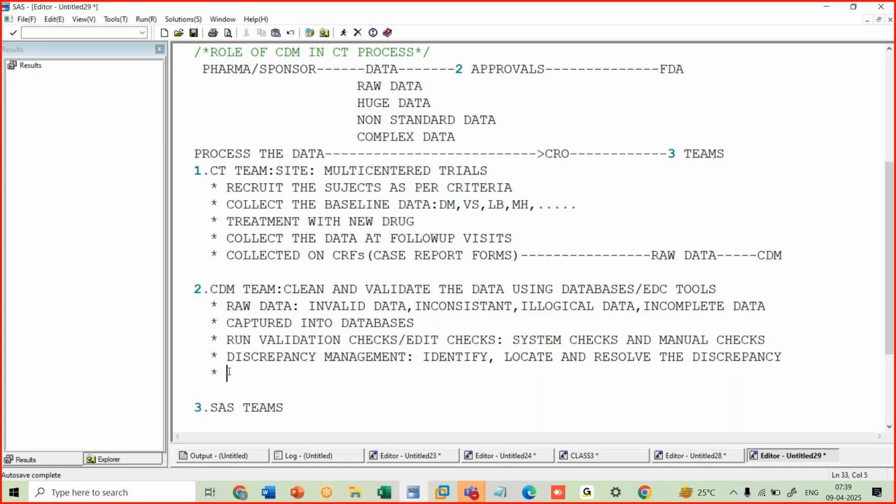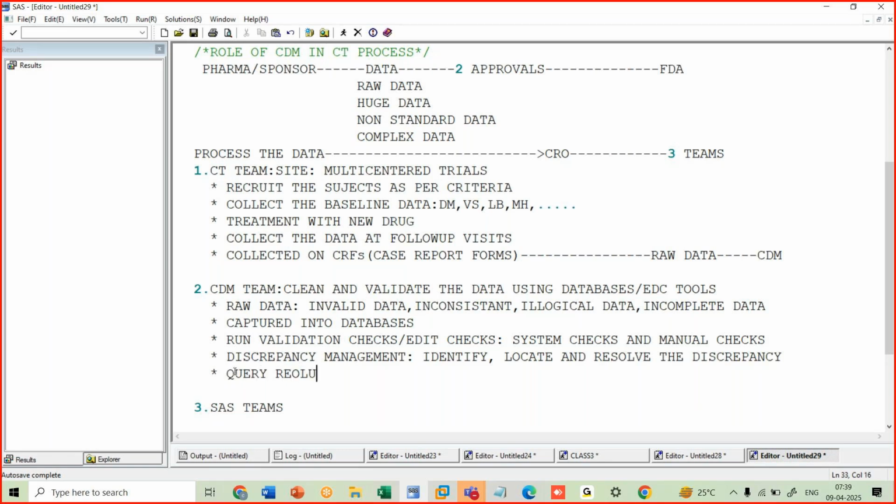Query they will send to the site. They'll generate a query and they'll send this query to the site for the resolution. So the site will update the data by cross-checking with their source. Okay, the site will update the data. So it's also called query resolution.